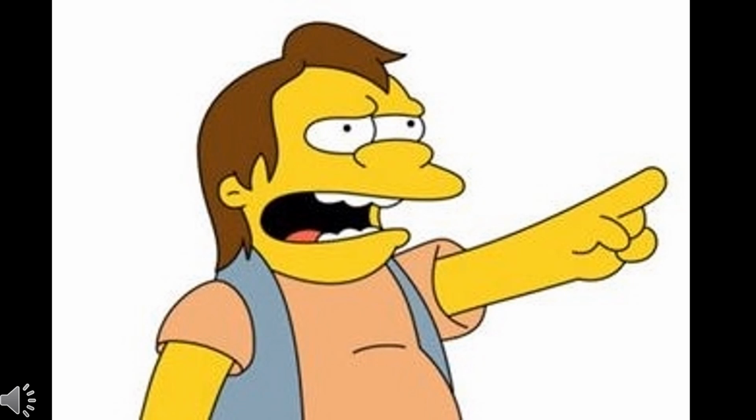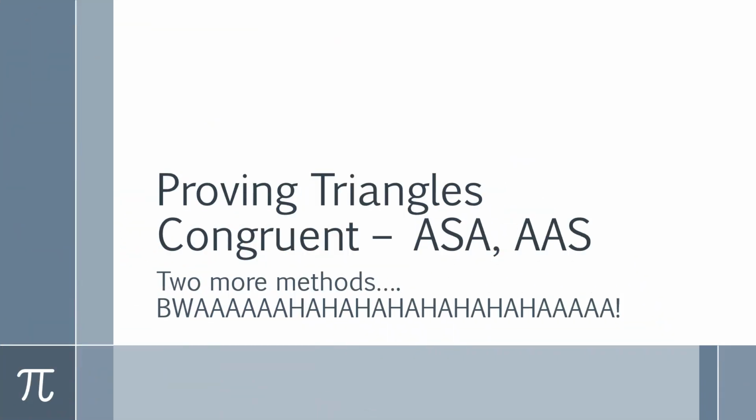We're not done. What? You're kidding me. We covered SSS and SAS. No, we're going to prove triangles congruent using ASA and AAS. Two more methods. What?